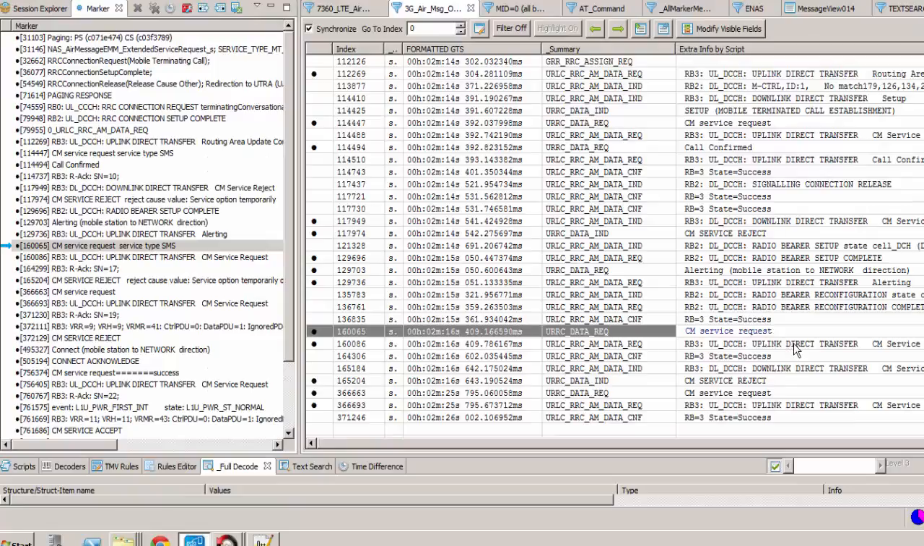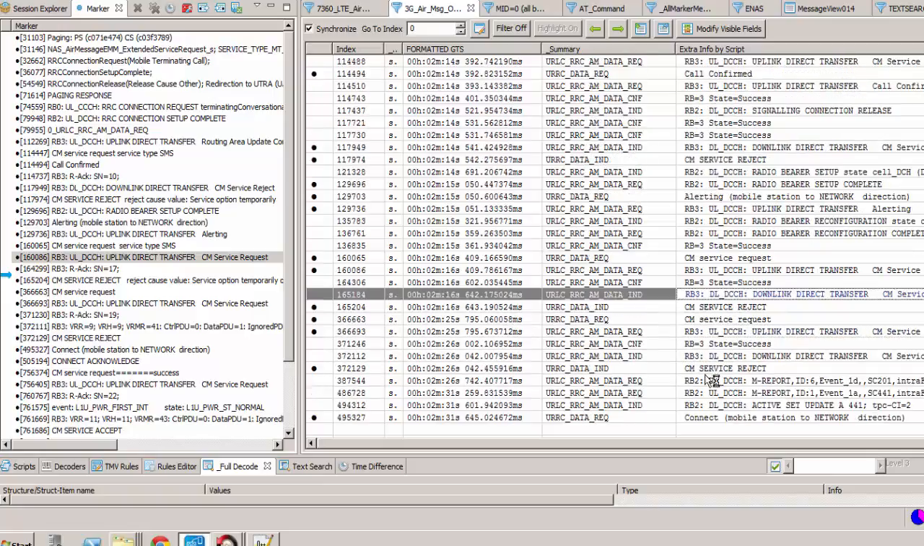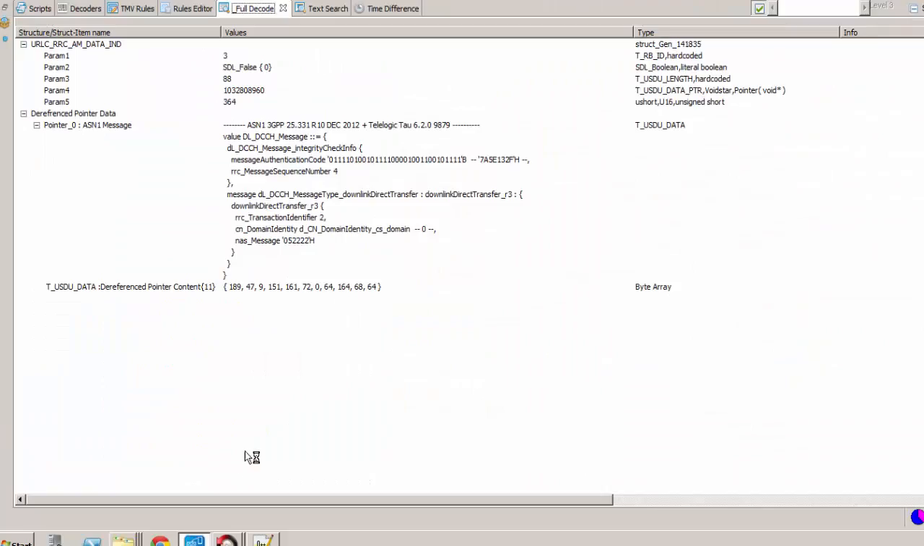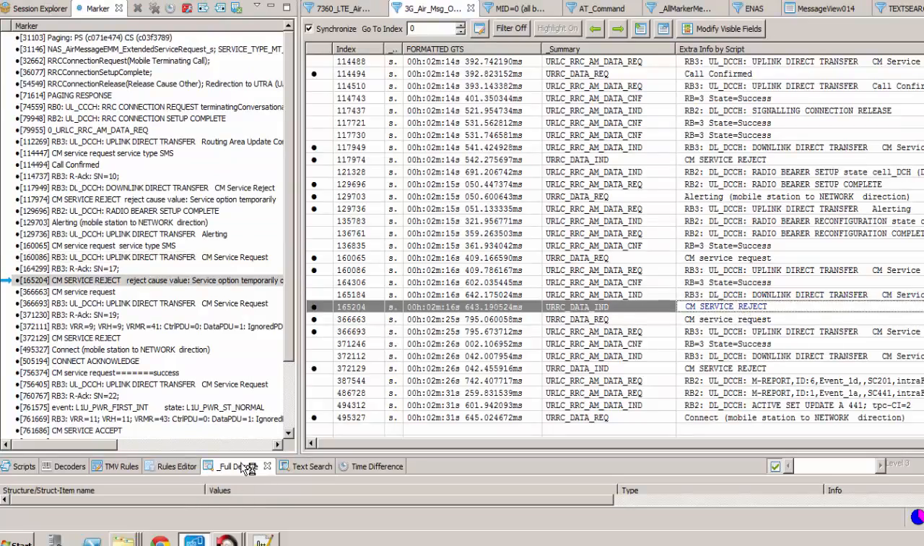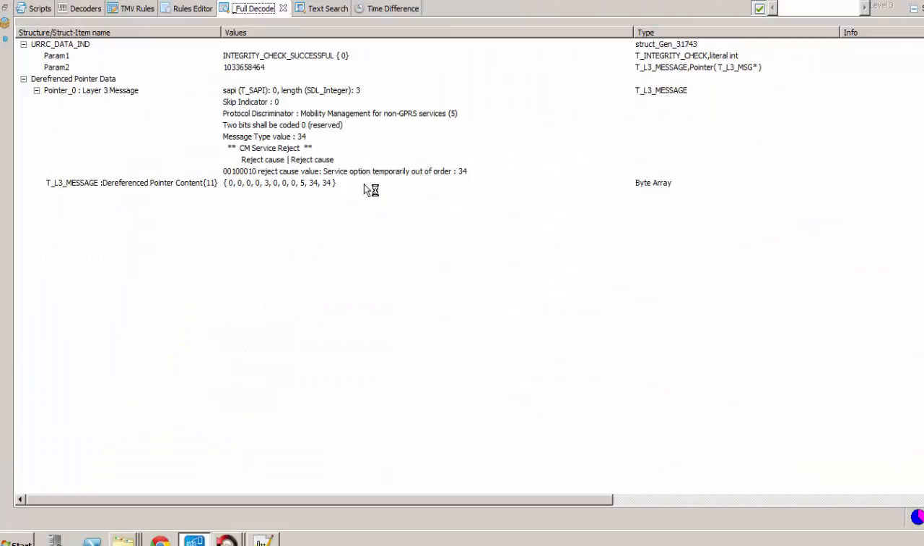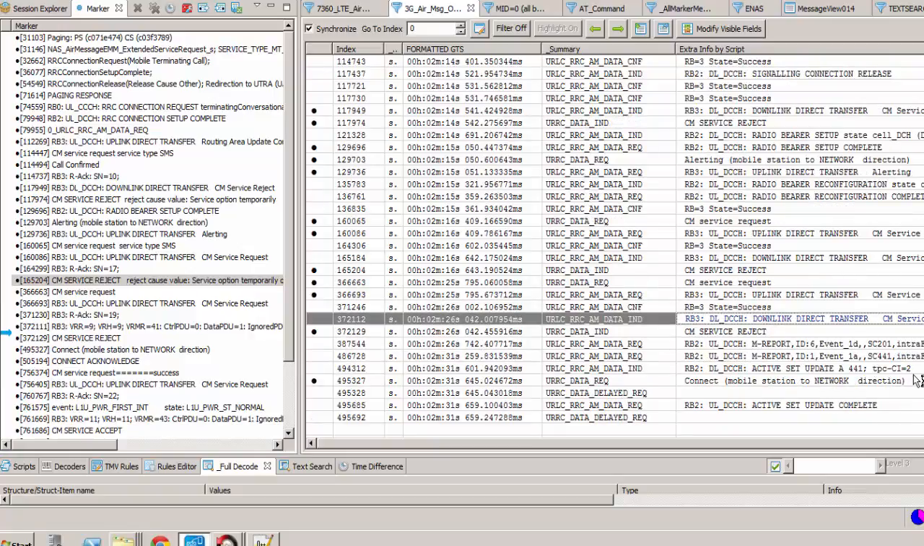The CM service request is transferred to the network, and CM service is rejected by the network at the same time. What is the reason of the CM service reject? The reason is here, we can see: reject cause service option temporarily out of order. Because of that, CM service is rejected, again and again. During the signaling process the MT call was happening, and at the same time the CM service is triggering again and again, and it is rejected.